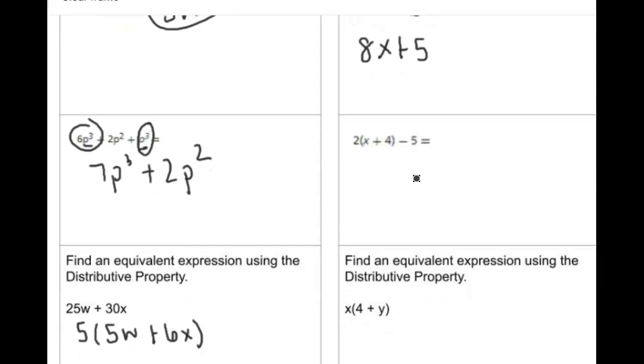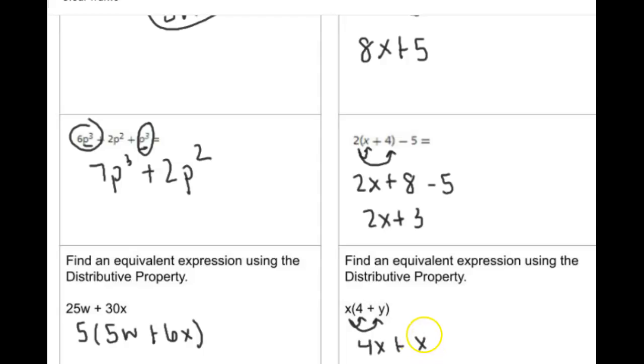Okay, this next one, we're going to use the distributive property. 2 times x is 2x. 2 times 4 is 8 minus 5. 2x does not get to do anything because it has an x on it. 8 minus 5 is 3, so that's my answer for that one. We're going to use the distributive property. So x times 4 is 4x plus x times y is xy. And that is our answer in all of Module 8.